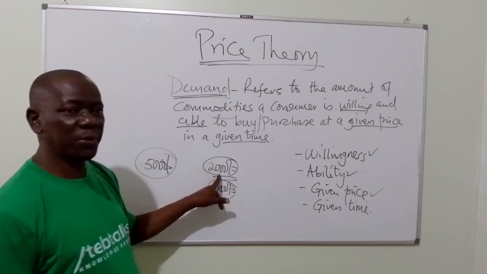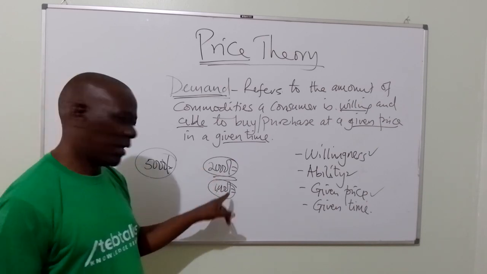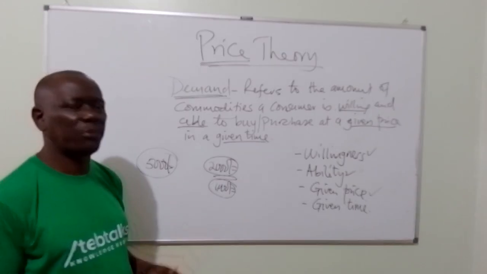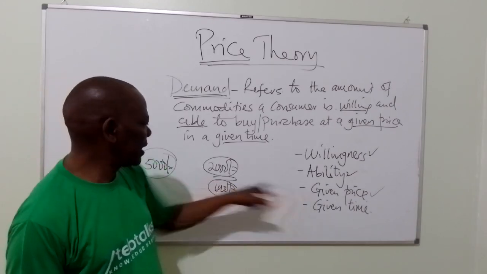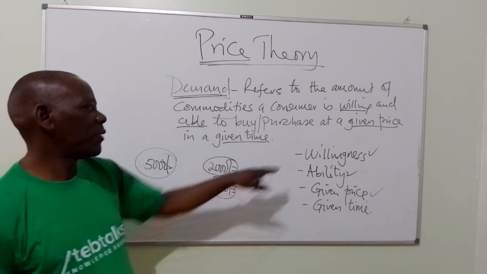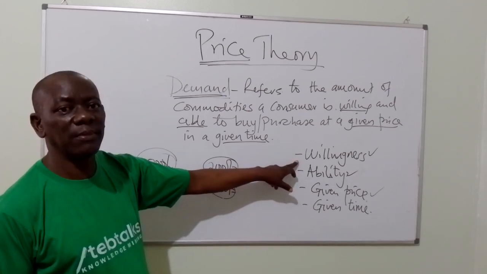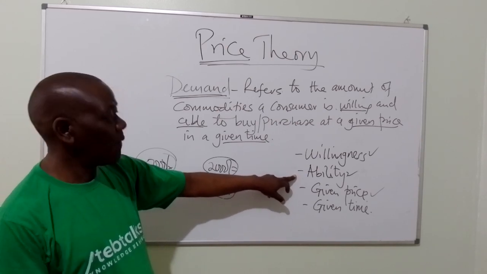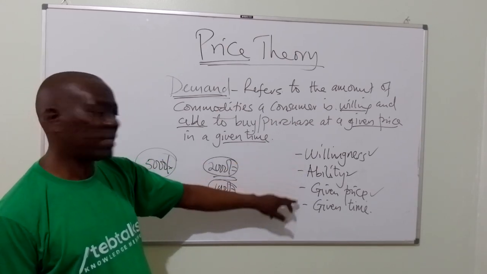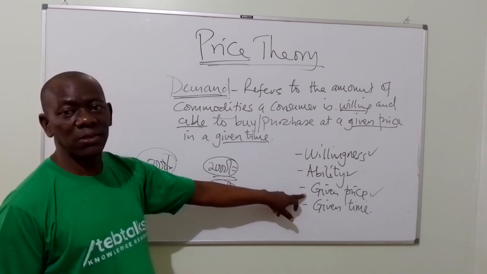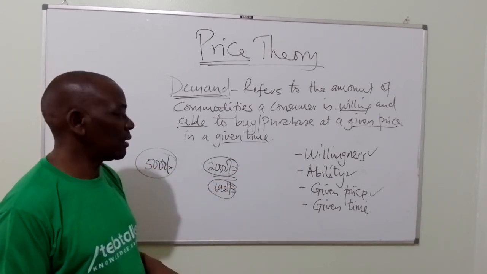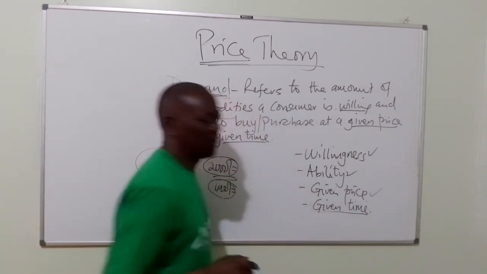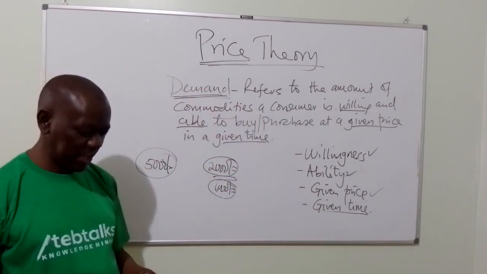A bottle is 2,000 and you have 5,000 in your pocket, but there are other things that you need to buy. So now, at this given price of 2,000, your willingness goes down. The ability is there because you have 5,000, you are able. But your willingness is now determined by the price for that commodity. And that is at a given time. Why do we mention given time?